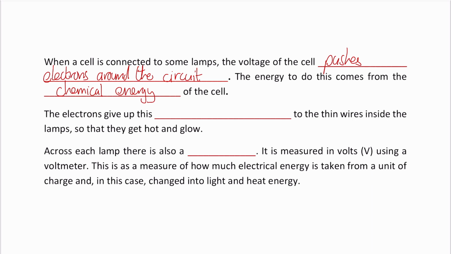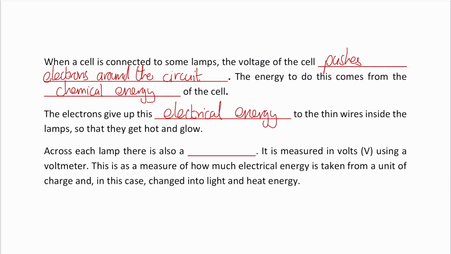And the electrons, whenever they pass through something like a bulb or a motor, they give up that electrical energy. So in a bulb, they give up the electrical energy to the thin wires inside the lamp. And that creates heat, which creates light, so it makes the bulb light up. So far, we've measured voltage across the cells.